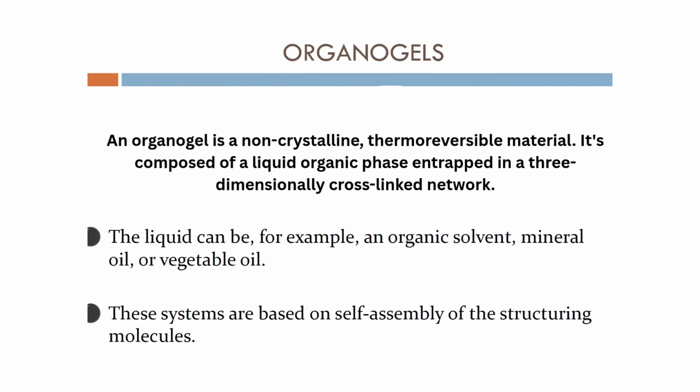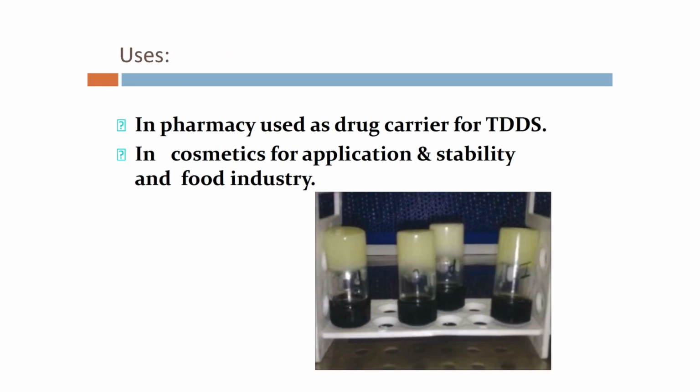An organogel is a non-crystalline, thermoreversible material. It's composed of a liquid organic phase entrapped in a three-dimensionally cross-linked network. The liquid in this case can be an organic solvent, mineral oil, or even vegetable oil. These systems are based on the self-assembly of the structuring molecules. Where do we find organogels? In pharmacy, they are used as drug carriers for transdermal drug delivery systems or TDDS. They are also used in cosmetics for better application and stability, and even in the food industry.